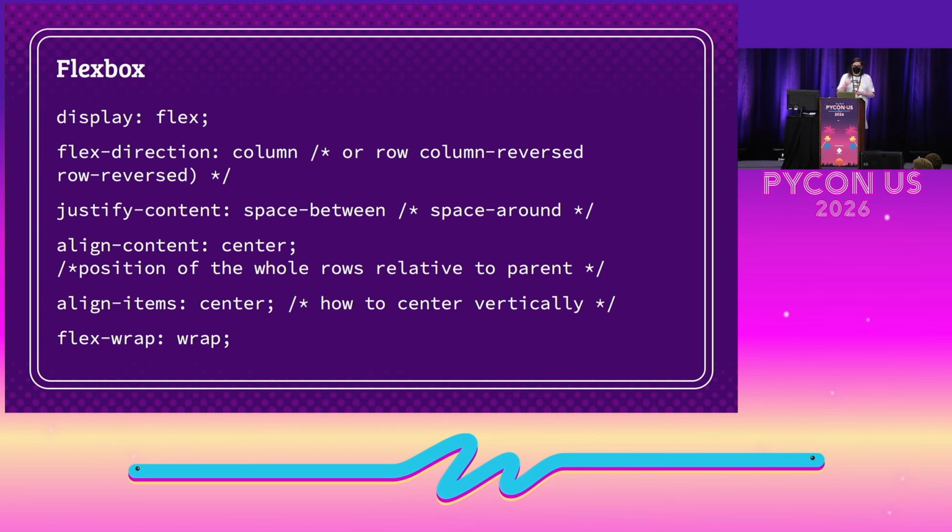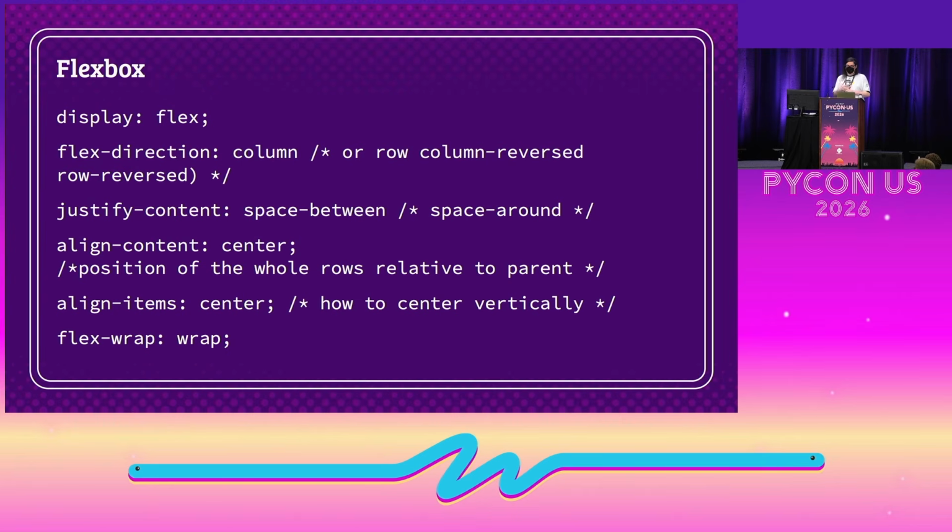You turn it on with display flex on the container. Then you pick a direction. Columns follow the block axis, and rows follow the inline axis. The opposite gets called the cross axis, but needs no special property. You can also reverse them with an X-reverse syntax, so column reversed.